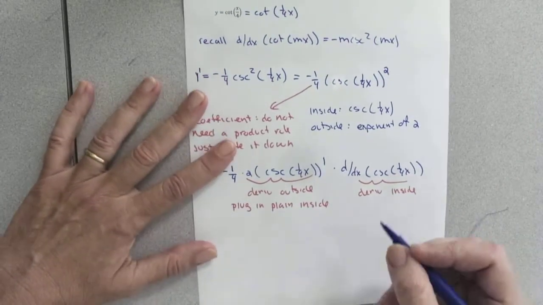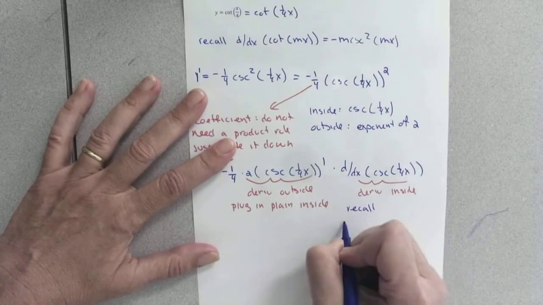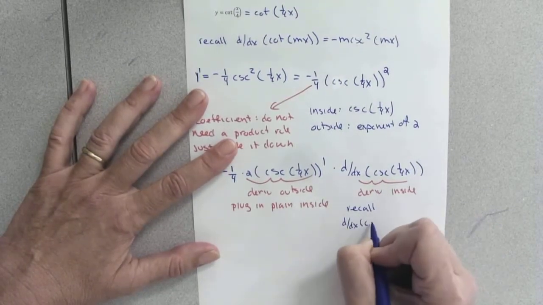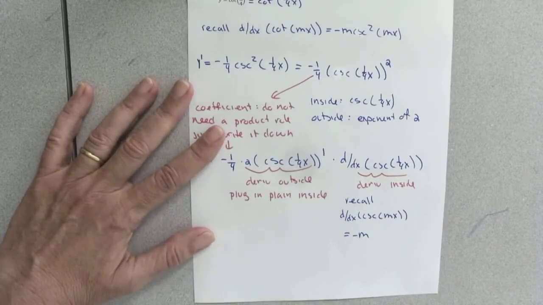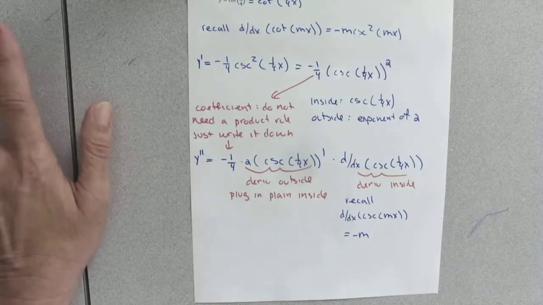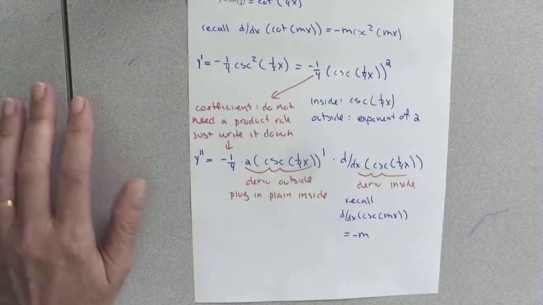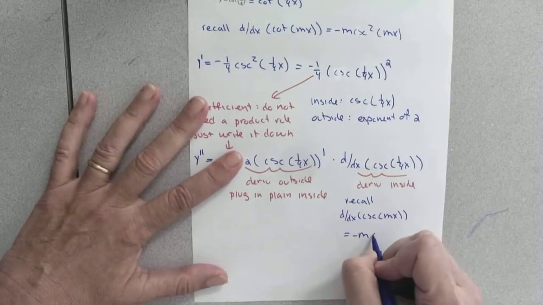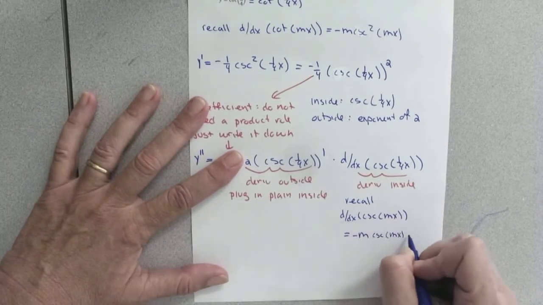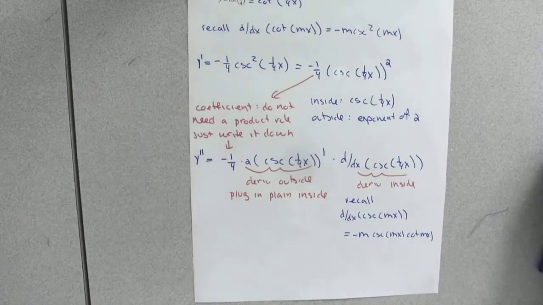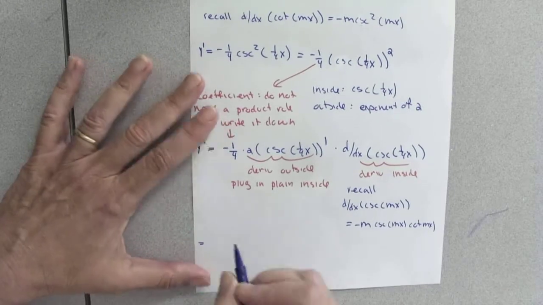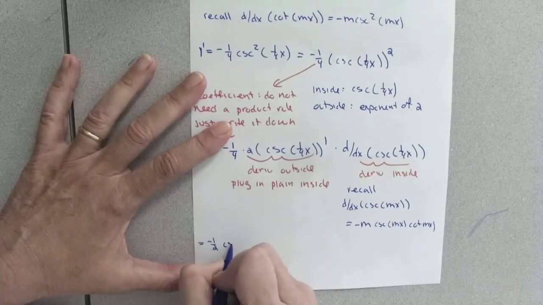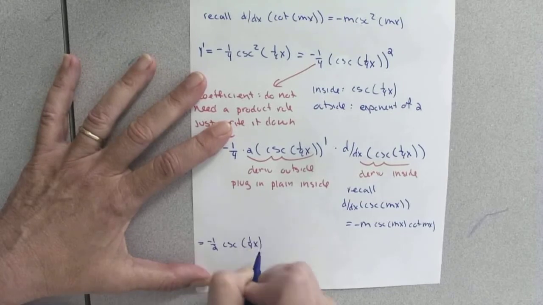So let's finish it up. Let's do a little recall here. The derivative of cosecant mx. Again, the effect of that m from the chain rule is going to be to multiply. So I'm going to get negative m, and then the derivative of cosecant is going to give me cosecant mx, cotangent mx. So this will become, can we write it small enough to get it there? Negative 1/2 cosecant 1/4 x, and I certainly don't need that exponent of 1.